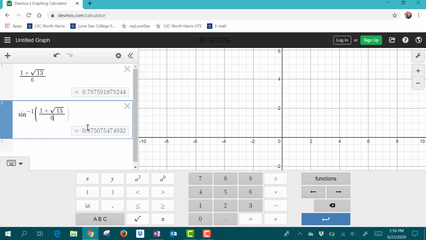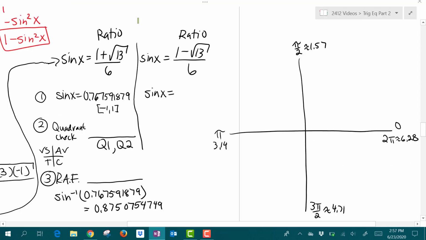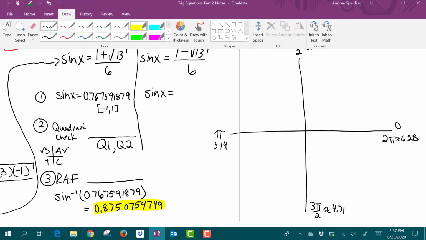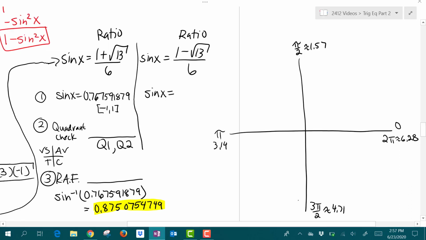So my calculator gives me an angle. Remember, this is the ratio. We're feeding the ratio to the inverse function, and it gives us the angle in radians. So our radian measure angle is 0.875 and so on. So I'm going to copy that back down to our notes. Alright, so here is the angle that our calculator gave us. That is 0.875, and we're going to look at our quadrants. We're looking for an angle in quadrant 1 and quadrant 2.